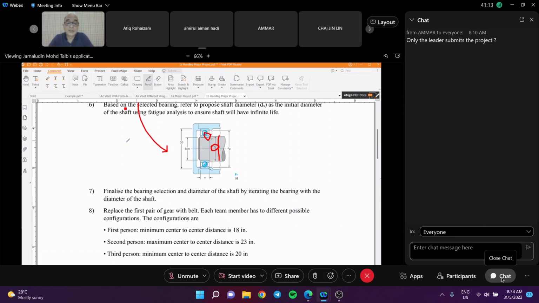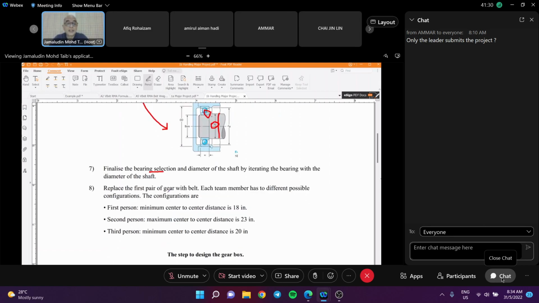You have to finalize the bearing selection and the diameter of the shaft by treating the bearing and the shaft together. You have to make sure both do not fail. Because of the selection, there is going to be a number of possible options, maybe nine. Then you have to choose which one you want.